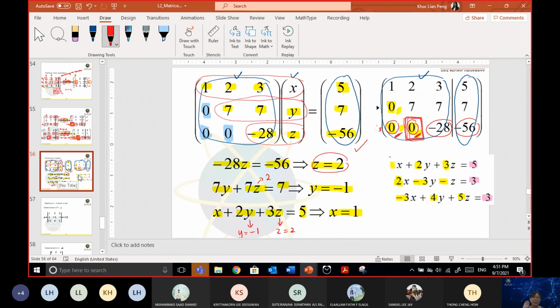So, you will understand better when you practice the question. Okay, when you practice the question. But do you get the ideas now? How we use the Gaussian elimination method to solve for x, y, z? Do you have the idea now?